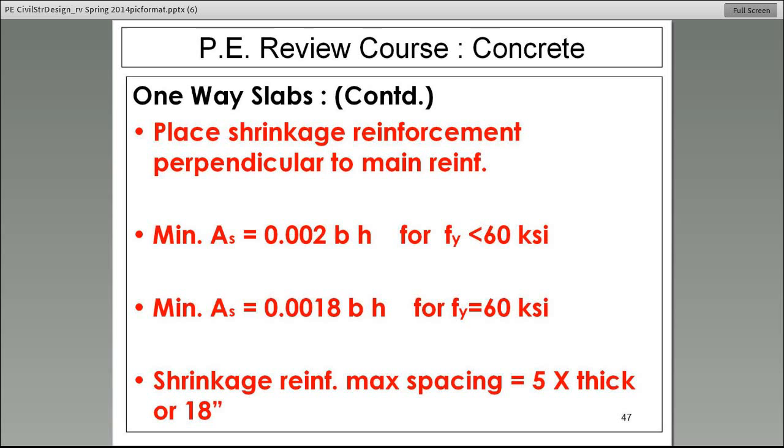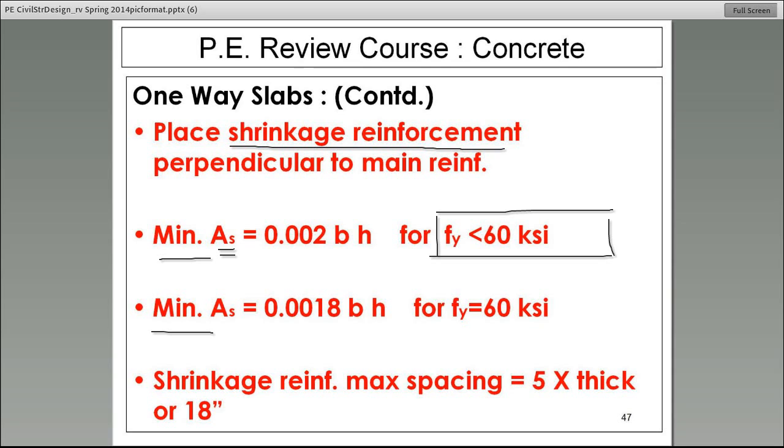They will give you some dimensions and ask what is the shrinkage reinforcement, the minimum reinforcement for shrinkage in a slab. And A sub S is that minimum steel. All right? So look at it. The steel that they give you, does it have an F sub Y yield stress less than or equal to 60? And just use these dimensions. All right? And the maximum spacing is 5 times the thickness of the slab, or 18 inches.